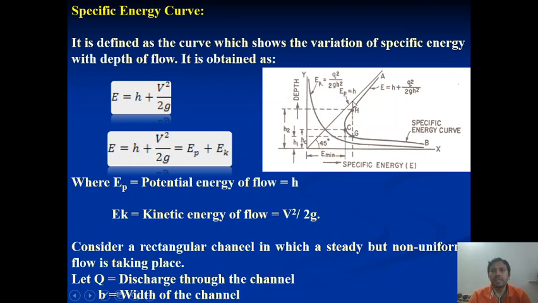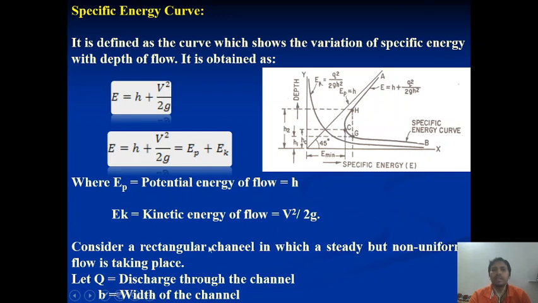From this line, if I measure the length at the point G, then I consider it as the velocity head. So point G is denoted in two different ways: one from the horizontal axis, as the depth of water, and one from the inclined line, as the velocity head. We consider EP equal to H, where E is the kinetic energy of the flow, denoted by v square by 2g.